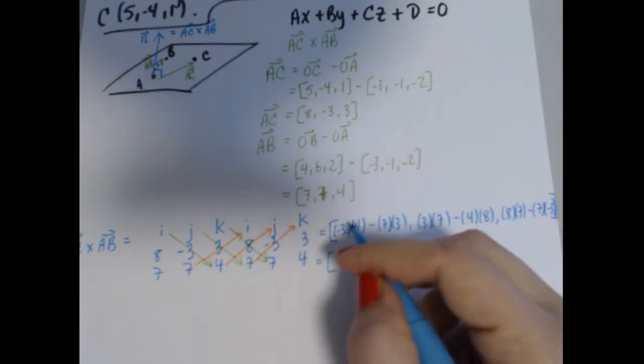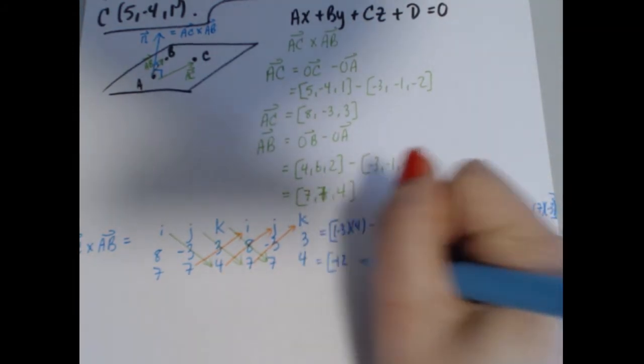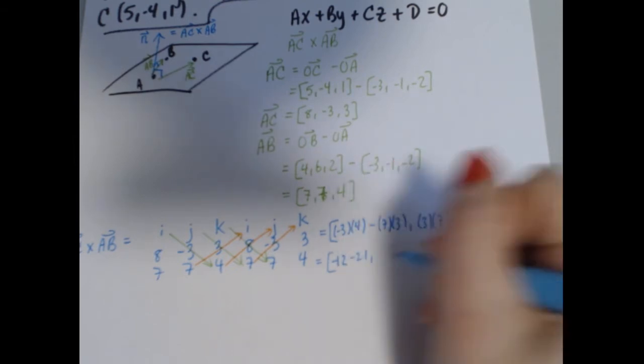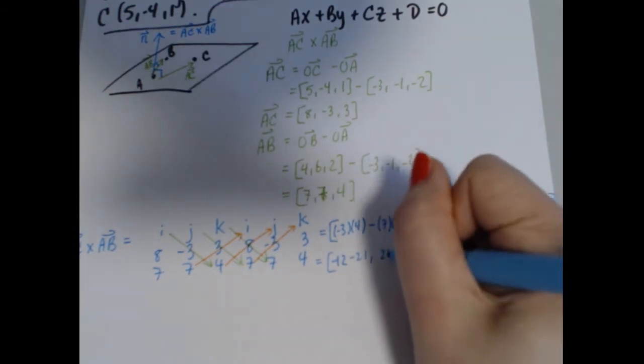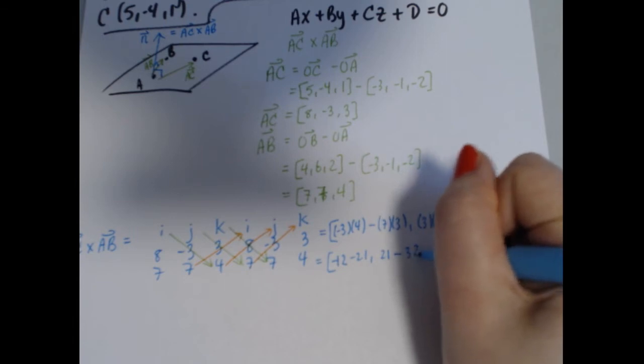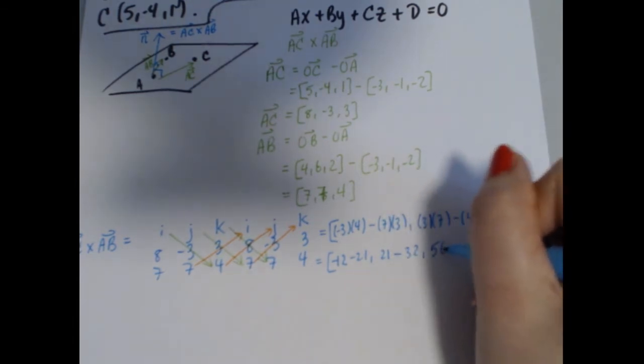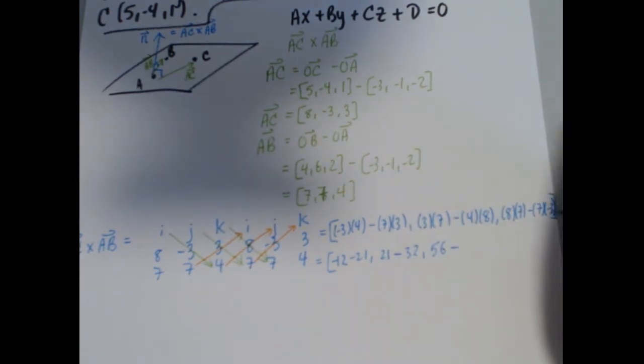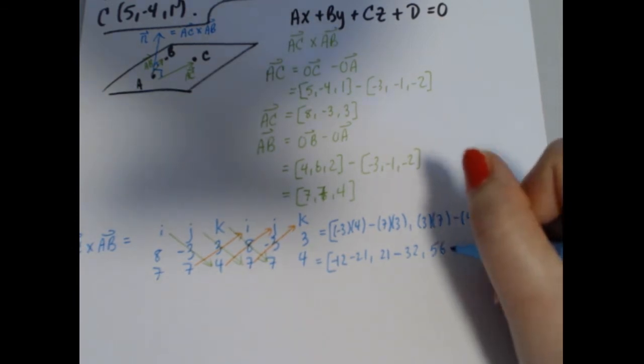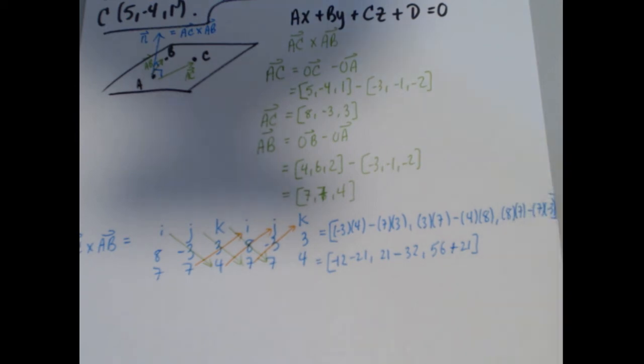Let's compute what this is. Negative 3 times 4, that's minus 12. 7 times 3 is 21. 7 times 3, again, 21. 4 times 8 is 32. 8 times 7 is 56. 7 times negative 3, that's negative 21. So 56 minus negative 21 is 56 plus 21. All right, so I just have to figure out what that's equal to.